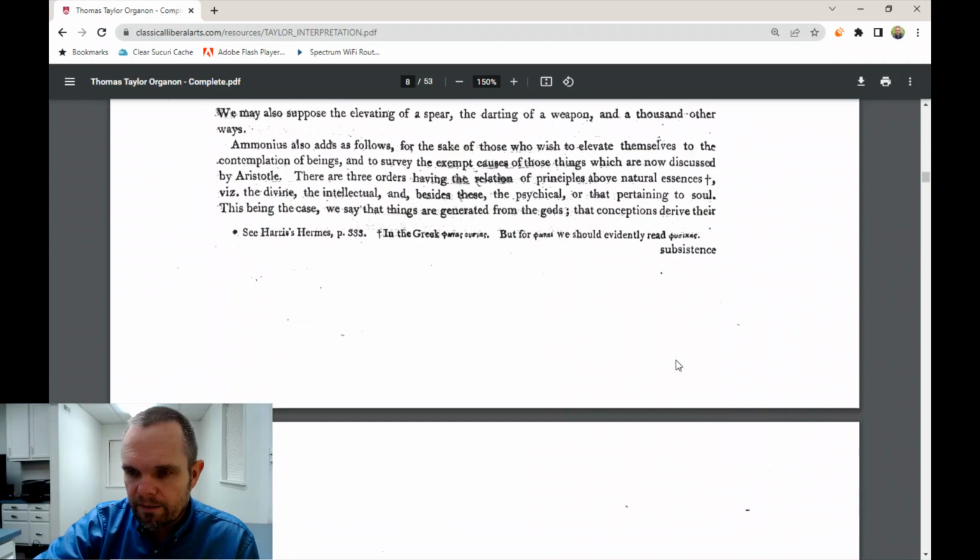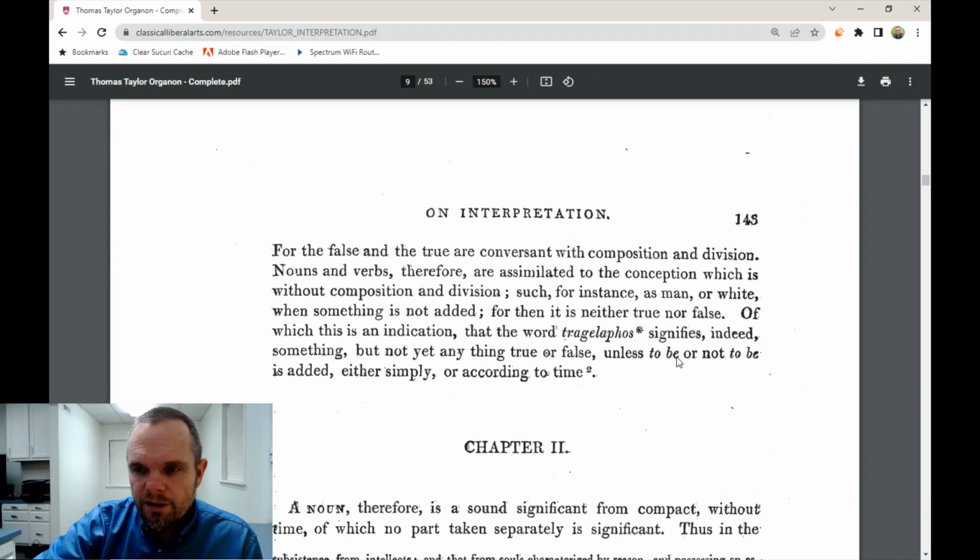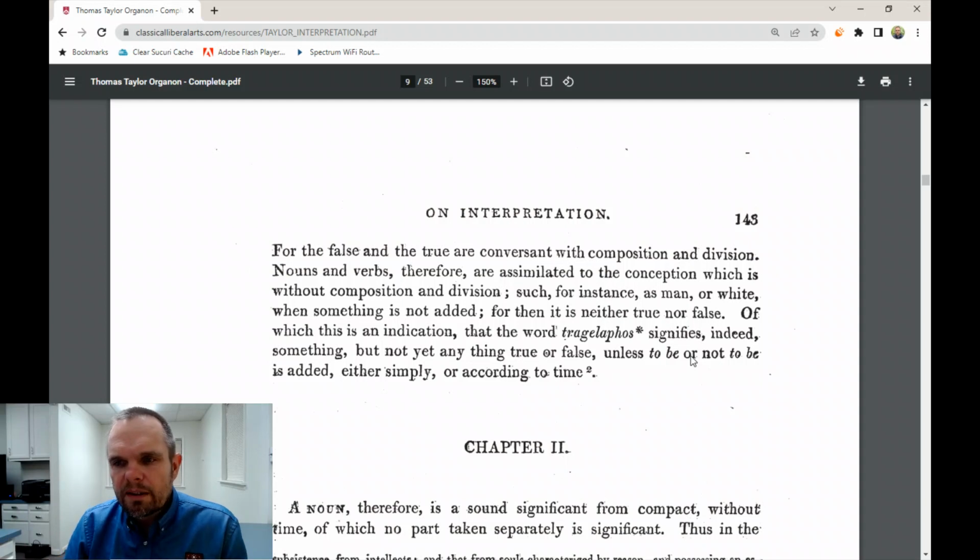Let's keep going here. For the false and the true are conversant with composition and division. And this is really the key idea for you to understand here. The false and the true are conversant with composition and division. That word conversant means they have to do with. The false and the true have to do with composition and division. Okay? Now what does that mean?